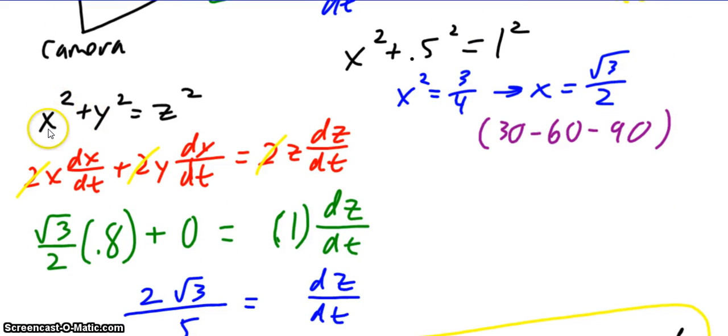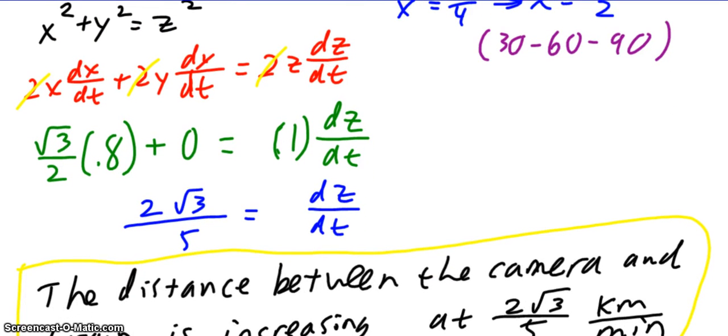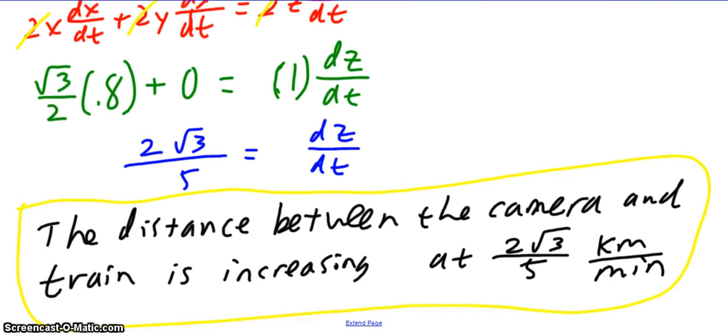So now I set up my relationship between x and y and z. X squared plus y squared is z squared, so I take the derivative, 2x dx dt plus 2y dy dt equals 2z dz dt. Substitute in, x is root 3 over 2, dx dt is 0.8, dy dt is 0, z is 1. So simplify, and I get 2 root 3 over 5 is dz dt.